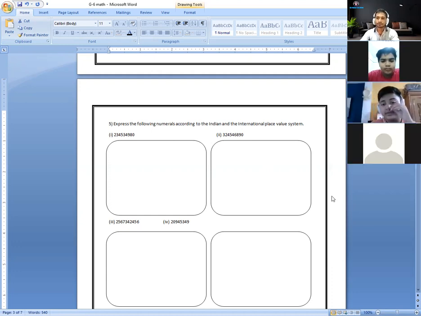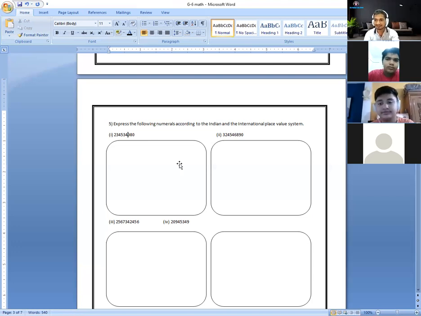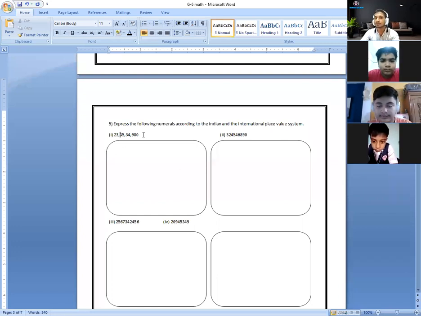So here, according to the international place value system, we use 3-3, right? Yes, here will be a comma, and here will be a comma. Here is the Indian system. And in the international system, it will be one comma after every three digits. Okay, here 23 crore 45 lakh 34,980.